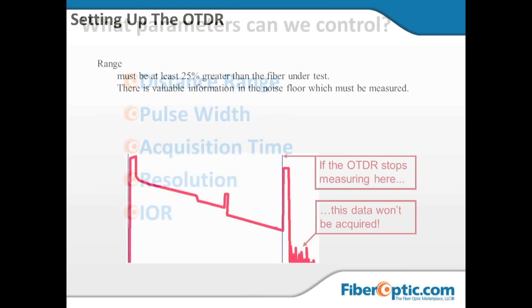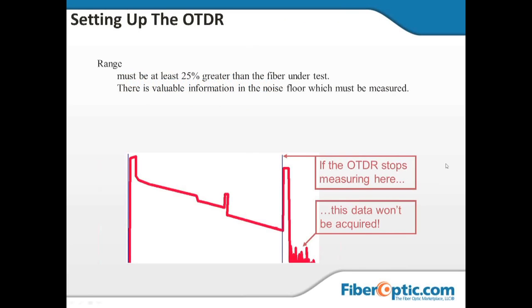Now, distance range. This one's pretty straightforward. As you can see in this example, if the range on the OTDR is set too short, you're not going to see the entire cable. You want to make sure that your range is set so that this marker here is 25% or more past the end of line.